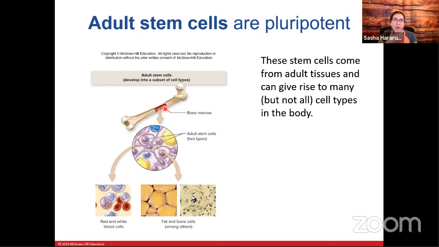So adult stem cells, although useful for regenerating these three types of cells, blood, fat, and bone, cannot be turned into kidney cells. They cannot be turned into liver cells. That is why scientists keep turning back to embryonic stem cells, and we keep having ethical issues about using embryos to do research.